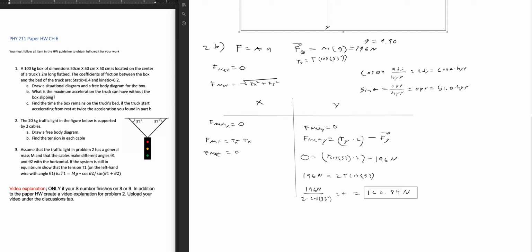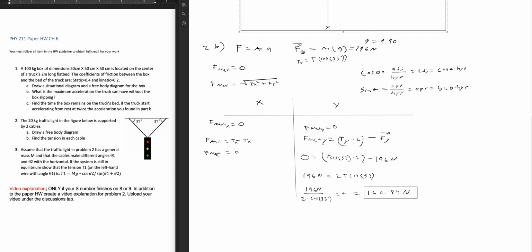And if net force y is equal to the tension in y times 2 minus the force of gravity pulling straight down, because gravity doesn't move it side to side, only down, then we know that 0 is equal to Ty times 2 minus 196 newtons. We derive that from this equation. The force of gravity is equal to mass of the object times the gravitational constant, which is 9.80, to give us 196 newtons. That only works if the mass is in kilograms.